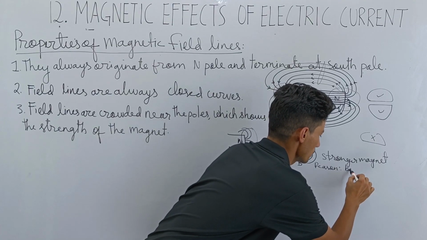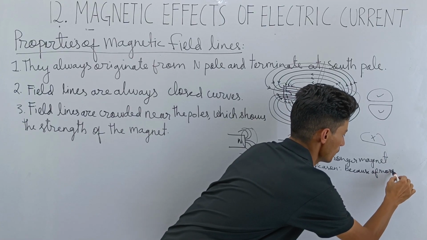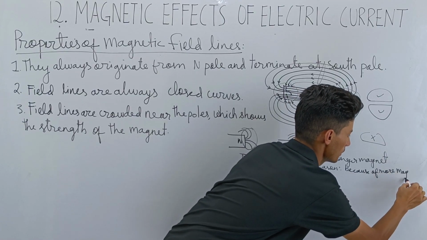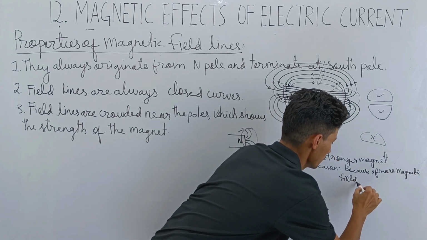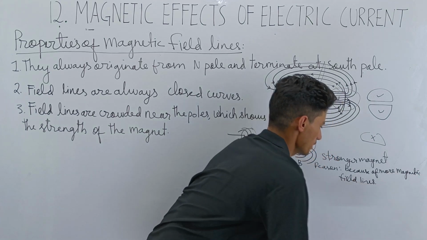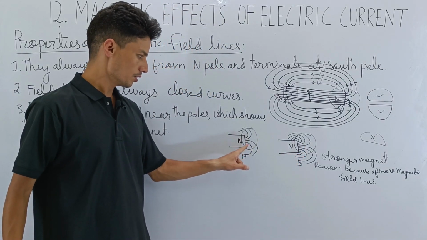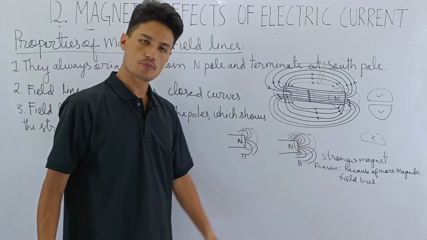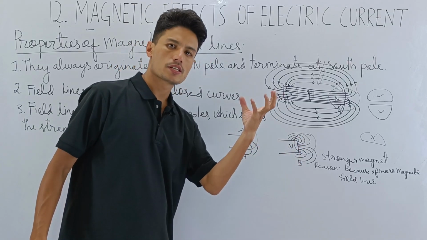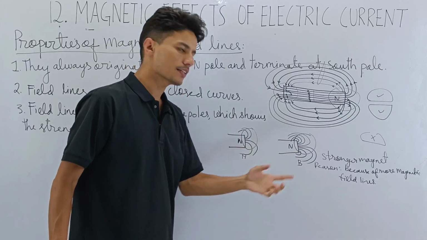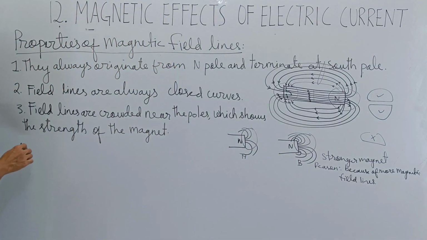The reason is because of more magnetic field lines. Because there are more magnetic field lines on this pole than in this pole. In this pole, we have only a handful. Here, we have more. So, having more magnetic field lines, this North Pole is much stronger, making this magnet stronger than this. So, this is point number 3.